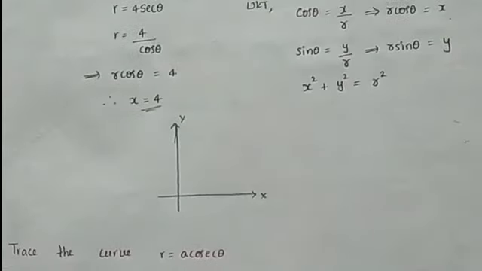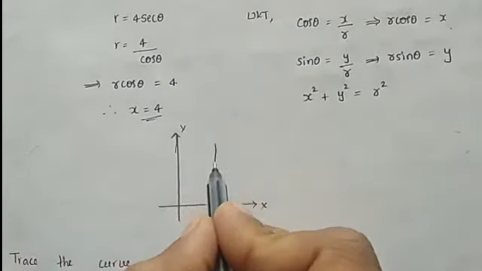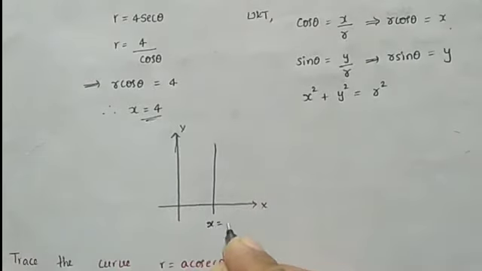Next you trace the curve. This is the axis. X is equal to 4 is a line. This line is x is equal to 4. This is the curve tracing.